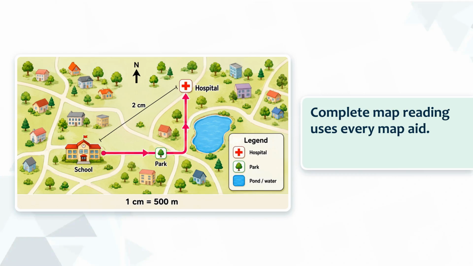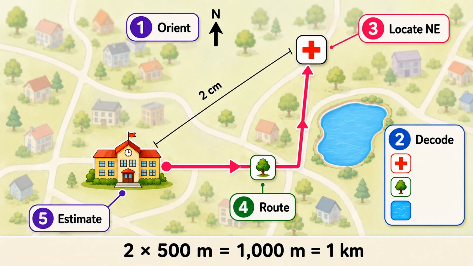Complete map reading uses every map aid. Orientation, legend, direction, route, and scale support one answer. Each answer comes from a map clue. North orients the page, the school is the reference point, and the legend confirms symbols and colors. For distance, 2 groups of 500 meters make 1,000 meters, or 1 kilometer.